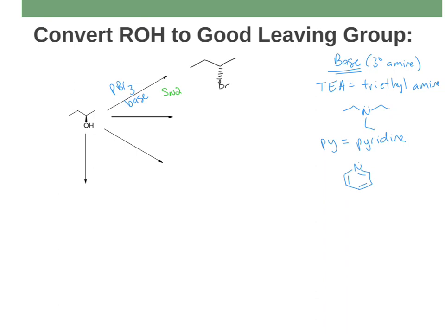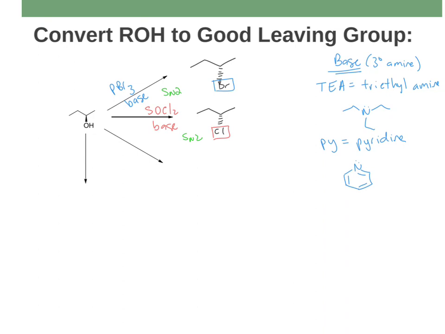If I want to turn it into a chlorine, I add SOCl2. If I add SOCl2 and one of these bases again, it's going to turn it into chlorine, but it also goes SN2, so that chlorine is also going to be inverted. So that chlorine is going to be opposite of where you'd expect. So if you want a chlorine here, use SOCl2. If you want a bromine here, use PBr3.